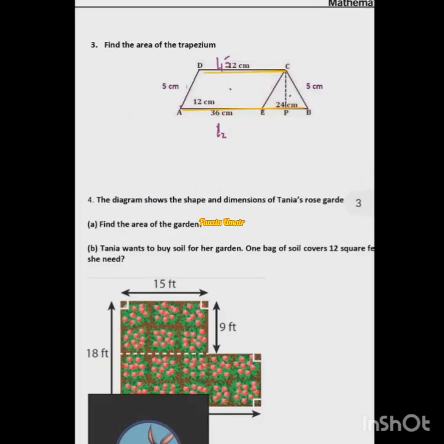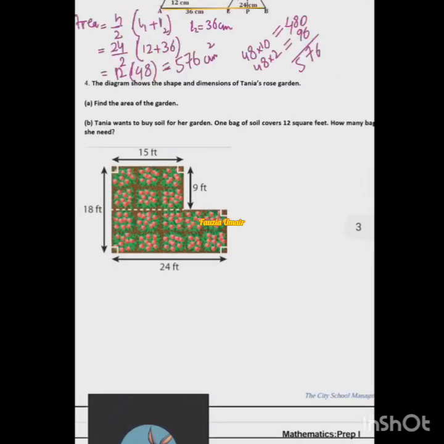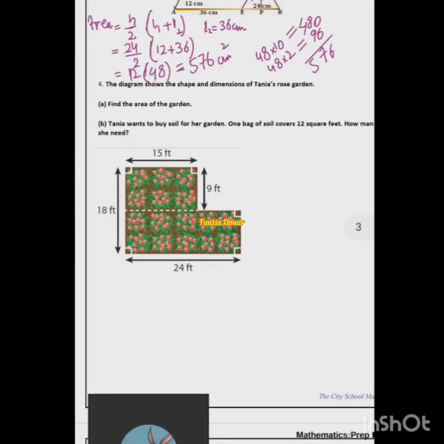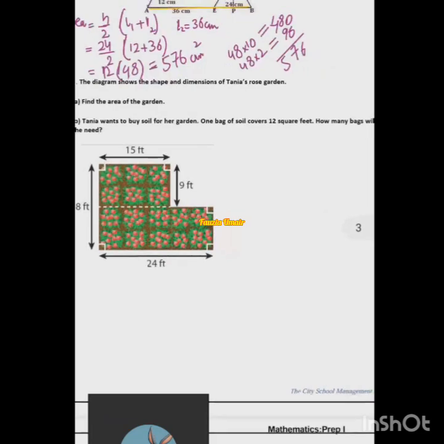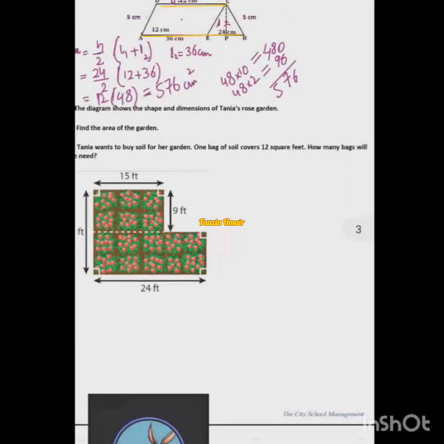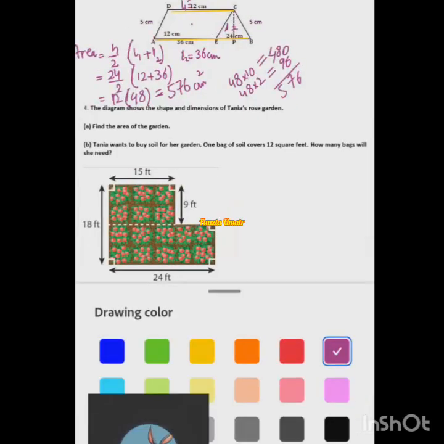So the next question is: Tania wants to buy soil for her garden. One bag of soil covers 12 square feet. How many bags does she need? So what to do? Ma'am, we have to find the perimeter. Perimeter. So why perimeter?